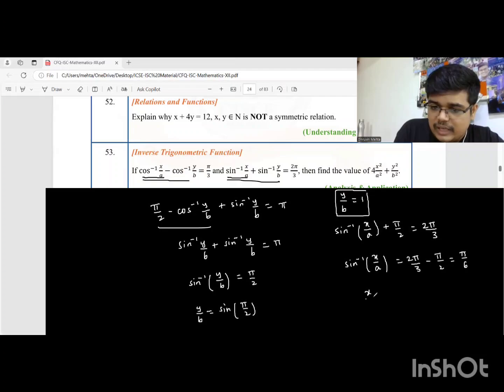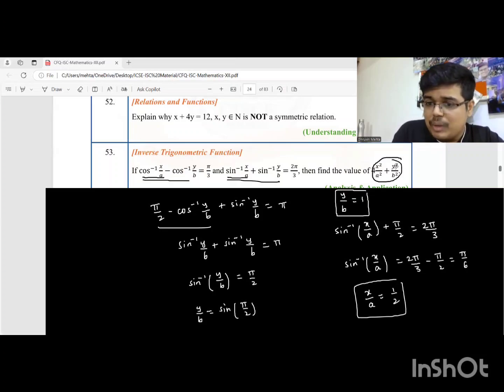You transfer sin inverse on the other side, students, it's sin of pi by 6. Sin of 30 is half. We get x by a is half. You substitute everything in this equation, students, which we need to find the value of. So we have 4 of x squared by a squared. So that is 4 of half square plus 1 square. The answer, students, is 2.